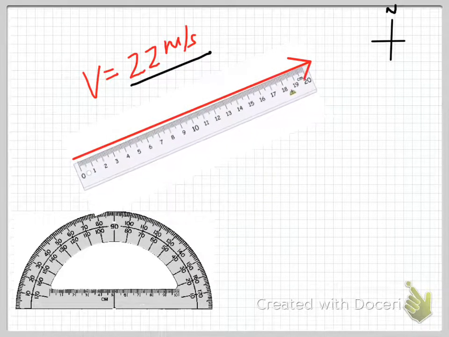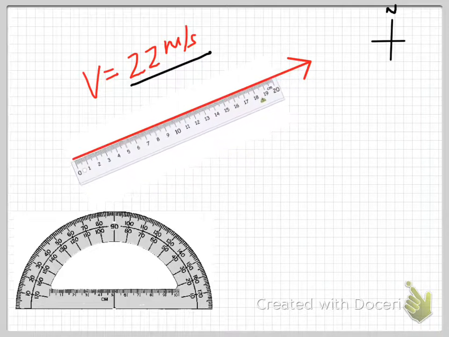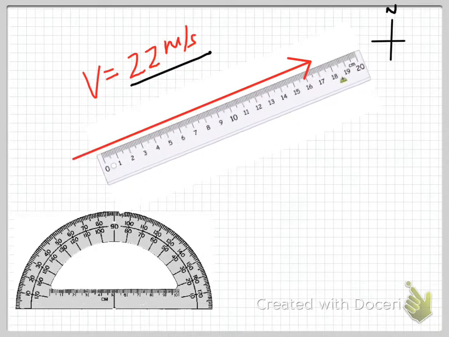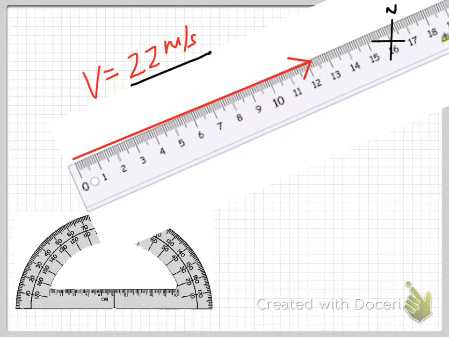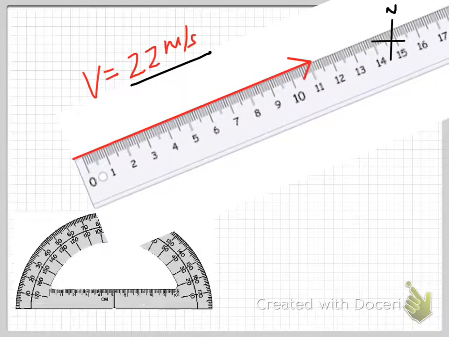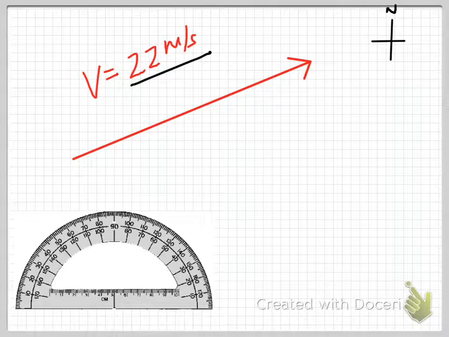So here I'll go ahead and I could say that I'm using a scale wherein each centimeter is equal to 2 meters per second. So I've drawn an 11 centimeter long line, and that represents my 22 meter per second velocity. Great, so I've established a scale. That's good. It still doesn't help me with the problem of the heading. So let me get rid of this, and this is where the protractor is going to come in.